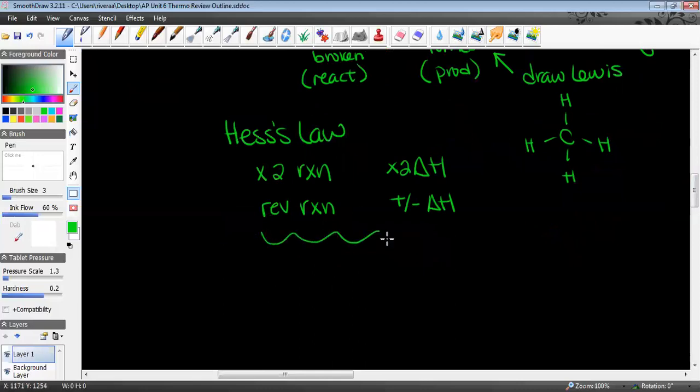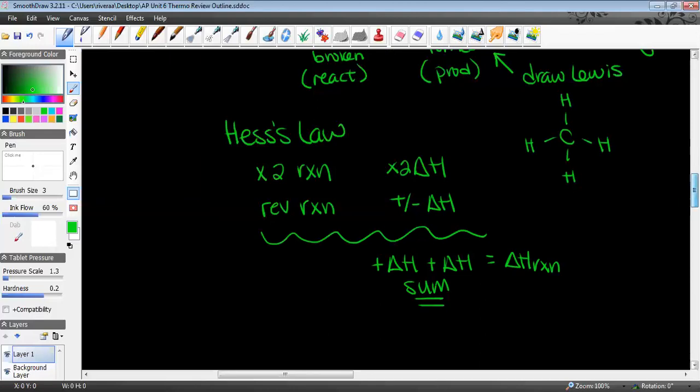And then when you go to add up all of these things together, you add the delta H of one reaction to the delta H of the other reaction to get the delta H of the overall reaction. So you sum or add your delta H's. These manipulations are very different when we're manipulating K, our equilibrium constant, which we'll talk about on Friday.